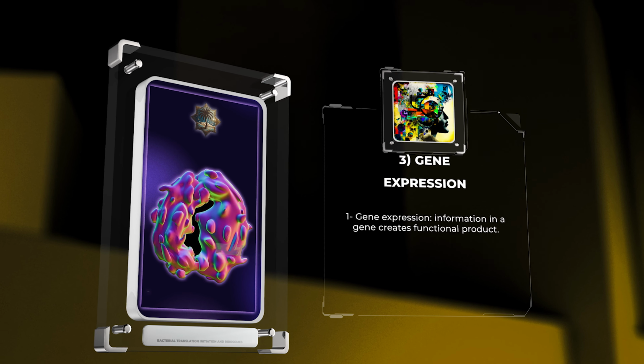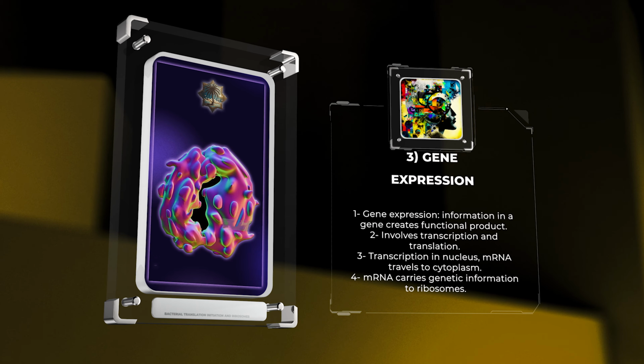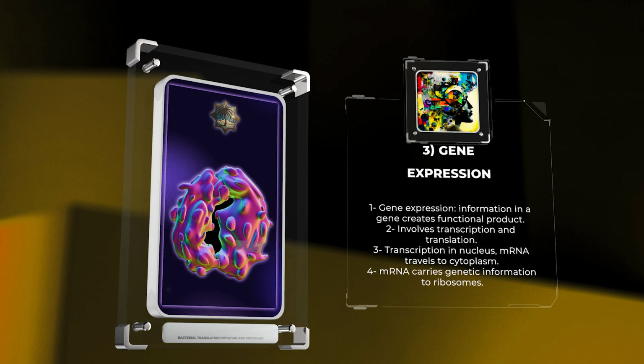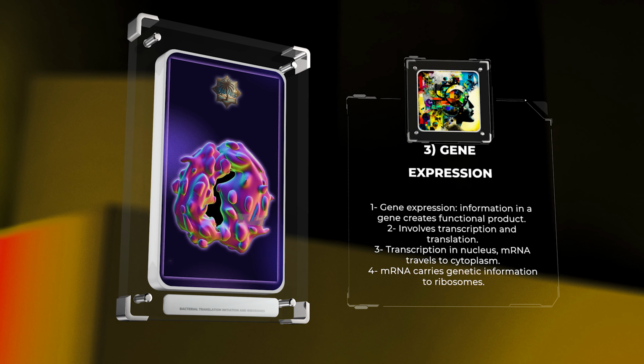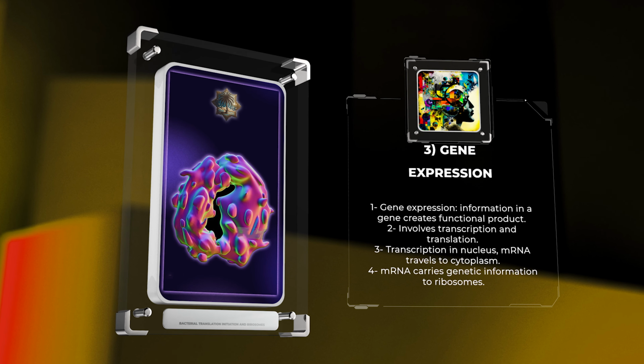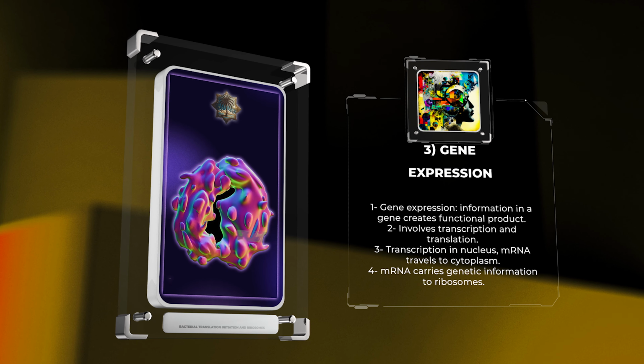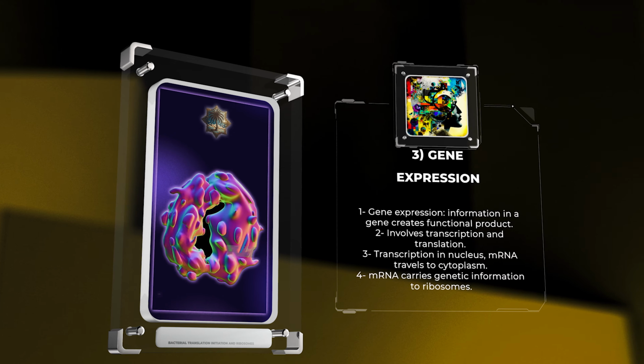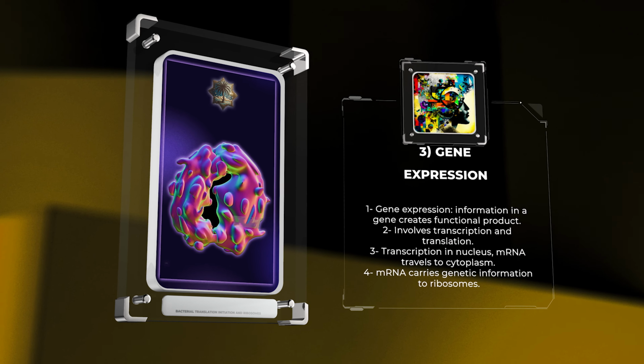Gene expression refers to the process by which the information stored in a gene is used to create a functional product, such as a protein. It involves two main steps: transcription and translation. Transcription occurs in the nucleus, where a DNA sequence is transcribed into a complementary RNA molecule called messenger RNA, mRNA. The mRNA then travels to the cytoplasm for translation.